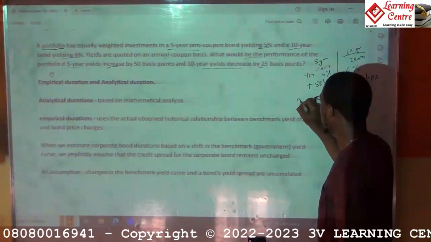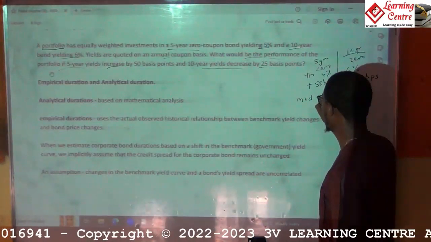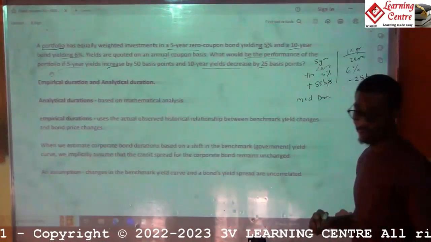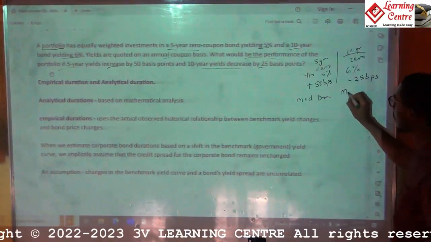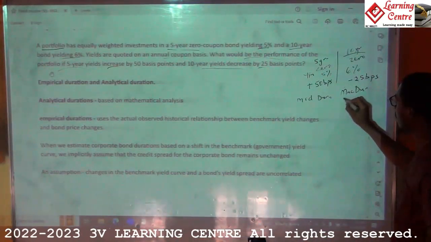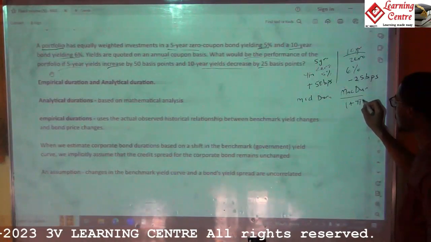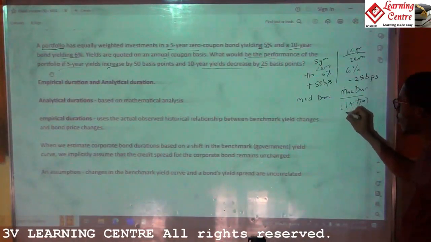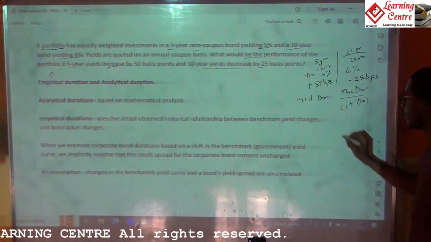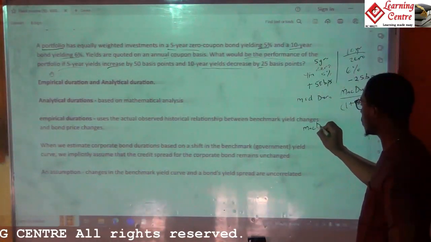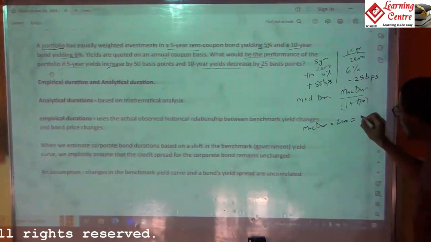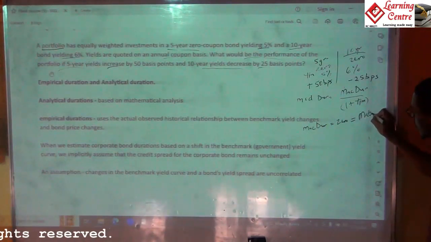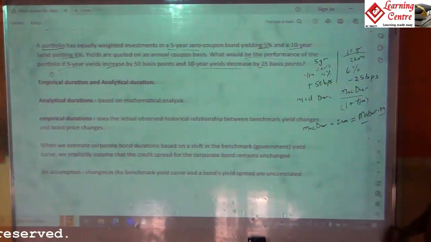Let's calculate the modified duration. How can we calculate duration? We know that modified duration is Macaulay duration over 1 plus YTM. The Macaulay duration for a zero coupon bond is equal to its maturity.